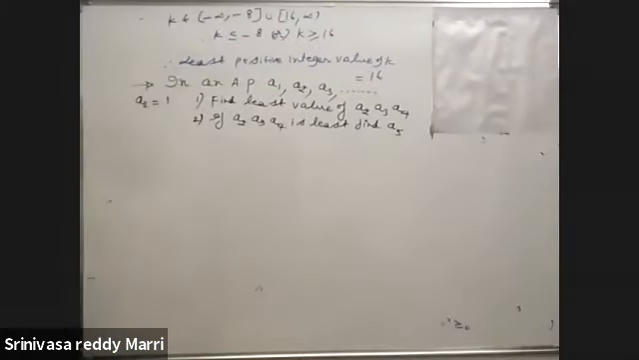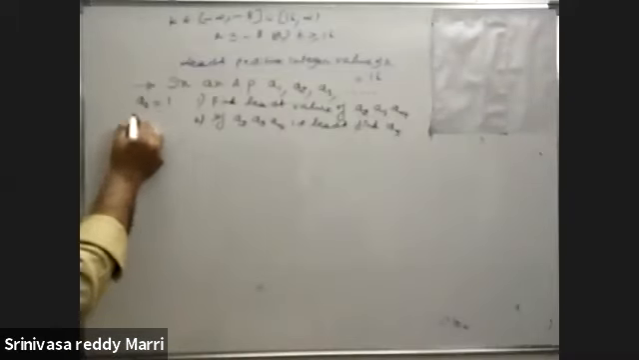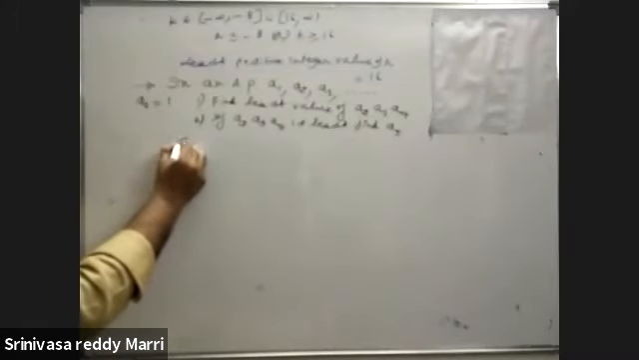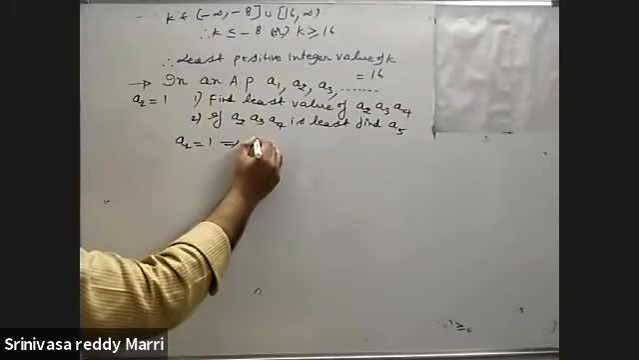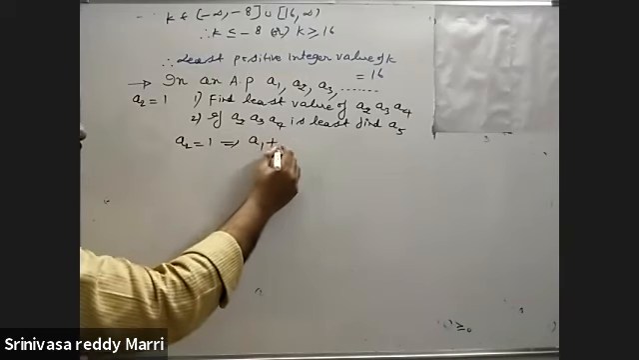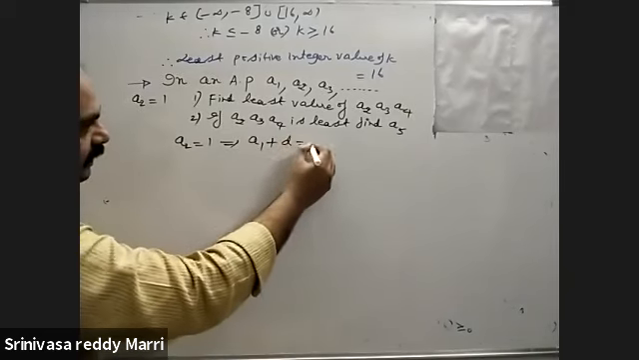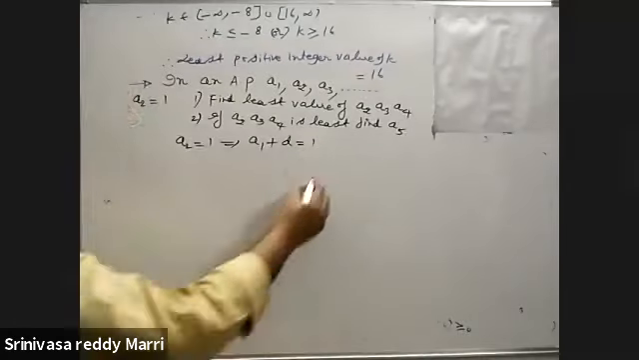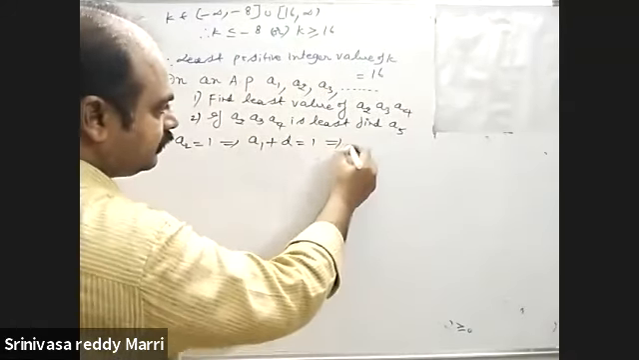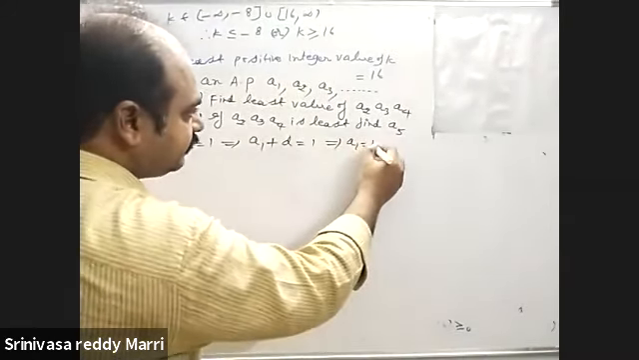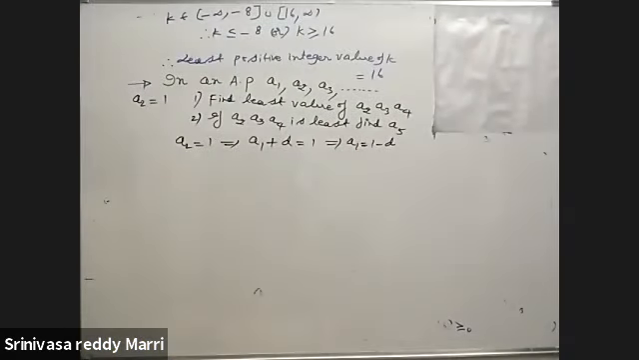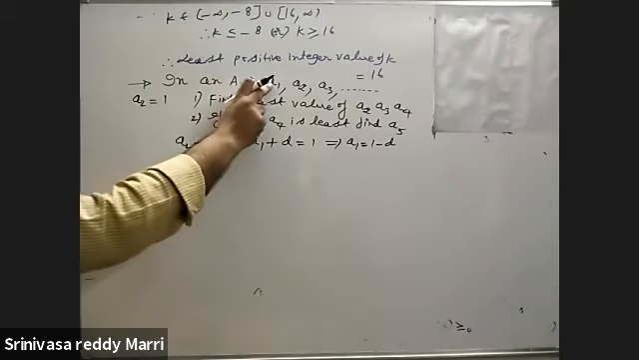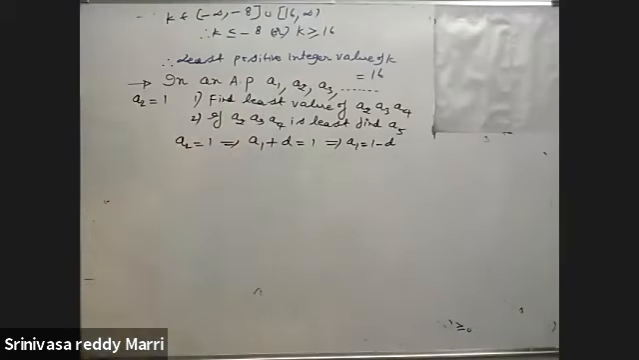Now look at it. So A1, A2, A3 are in AP. That means A2 is the second term. A2 equal to 1. That implies second term means what? Let us say the common difference is D. A1 plus D is given as 1. Now I can write A1 equal to 1 minus D. Let us say the common difference of this AP is D, and the second term is given as 1.